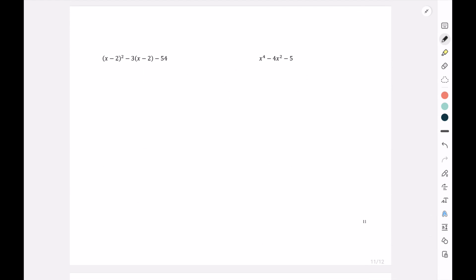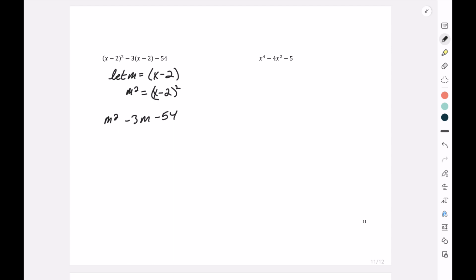So in the first one, we have (x minus 2) squared minus 3 times (x minus 2) minus 54. And at first glance, this would look ugly. So we could let m equal x minus 2. And so m squared would equal (x minus 2) squared. So we would have m squared minus 3m minus 54. And it's just the first topic that we were talking about.